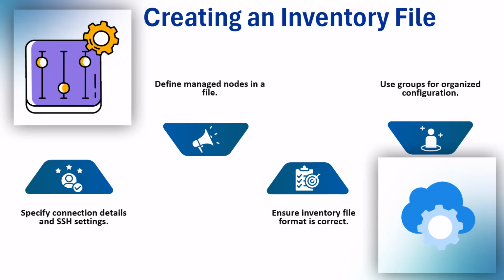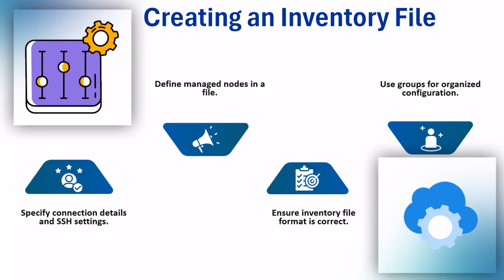Think of the inventory file as your contacts list. Without it, Ansible doesn't know who to talk to. Grouping helps categorize machines, like separating friends from coworkers. And just like adding details to a contact, we specify SSH settings here. A well-organized inventory is the difference between a smooth operation and complete chaos.